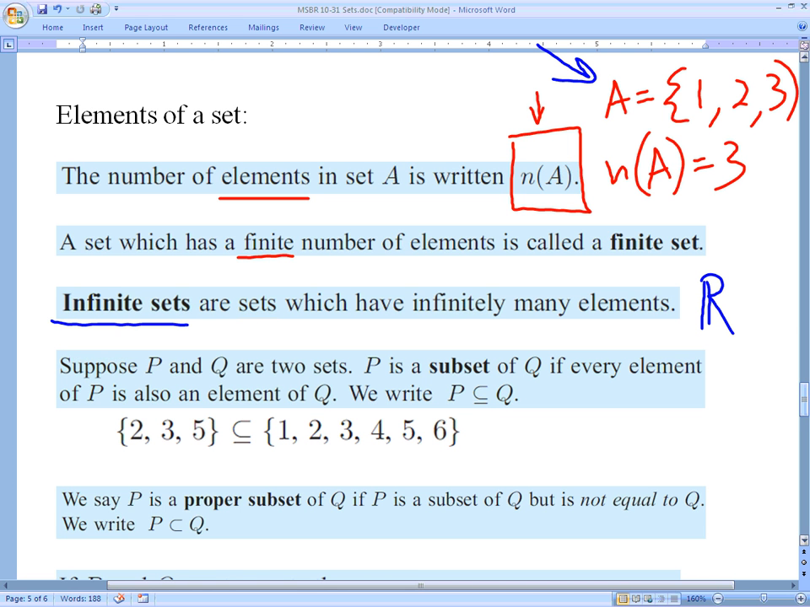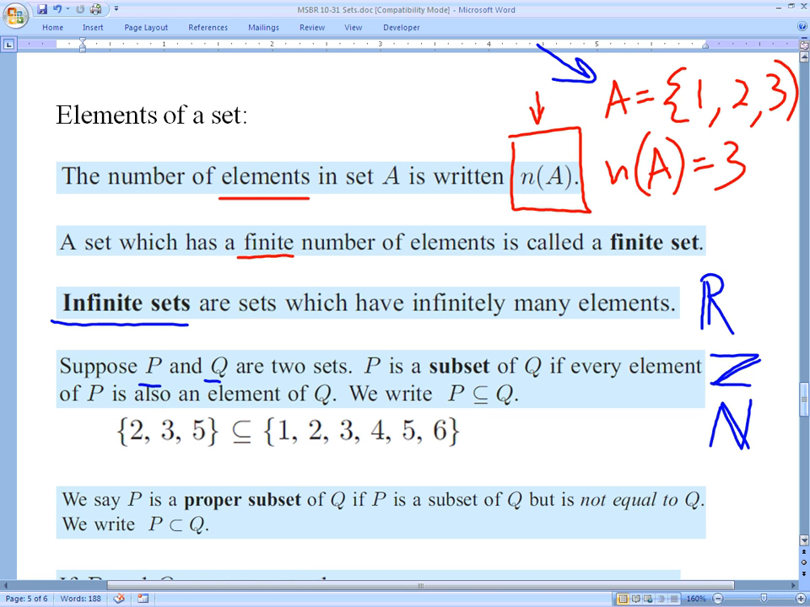Really, all the sets that we saw there, even the integers and the natural numbers, even though the natural numbers start at 0, you can keep counting up 1, 2, 3, 4, 5, 6, 7, 8, adding on new numbers forever and ever. Infinite sets.